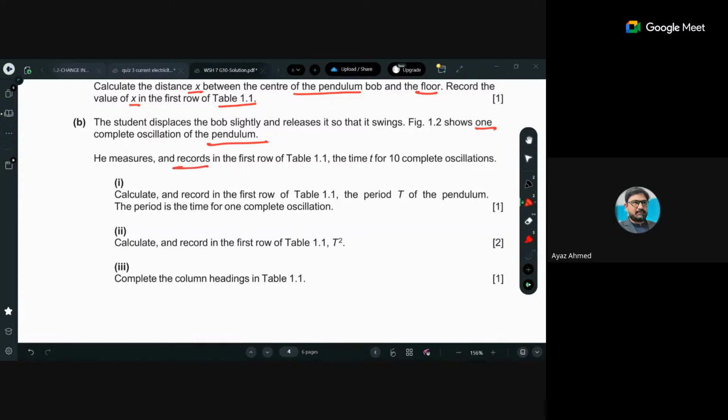He measures and records the values in the first row of the table.